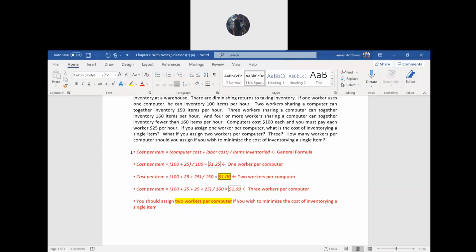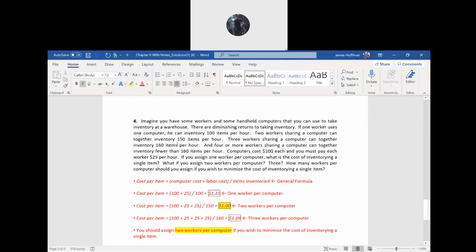All right, if you put 2 workers per computer, you're going to pay $100 for the computer, $25 for each person per hour for labor. So the total cost is $150. And the problem said if you put 2 workers per computer, they can do 150 items per hour. So 150 divided by 150 means the cost for 2 workers is $1 per item. Okay, so that seems more cost effective than 1.